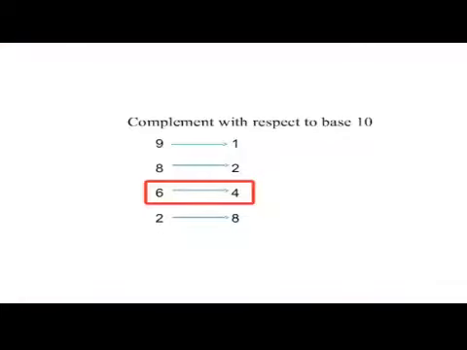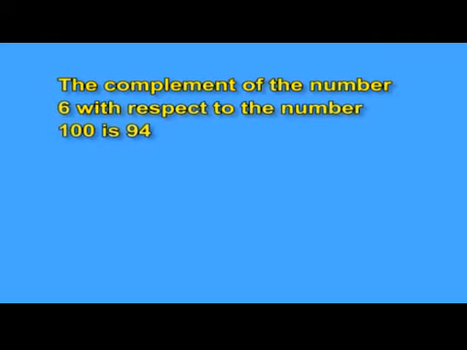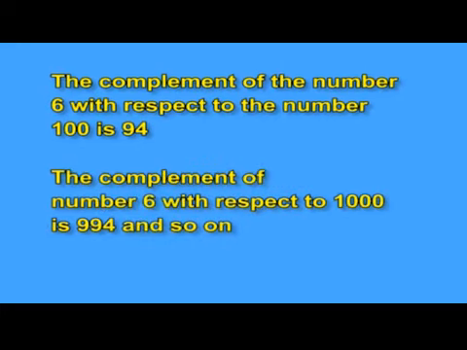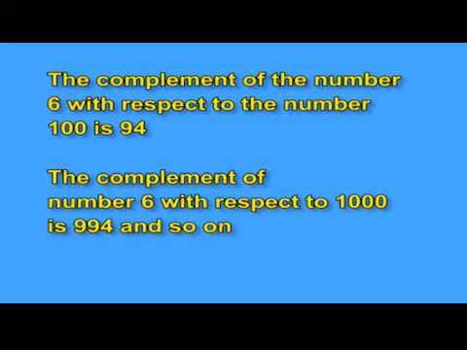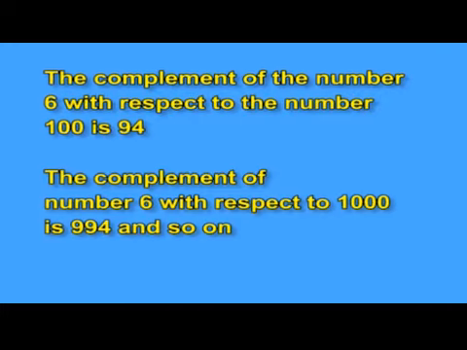Example for complement of a number with respect to a given number. For example, take the number 6. The complement of this number with respect to the number 10 is 4. Hence, complement is the value which completes, that is, the remaining value with respect to the number. The complement of the number 6 with respect to the number 100 is 94. The complement of the number 6 with respect to 1000 is 994 and so on.